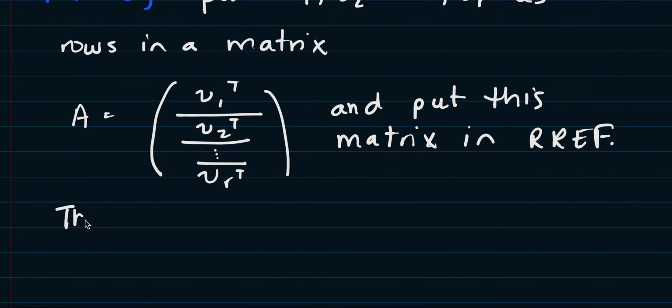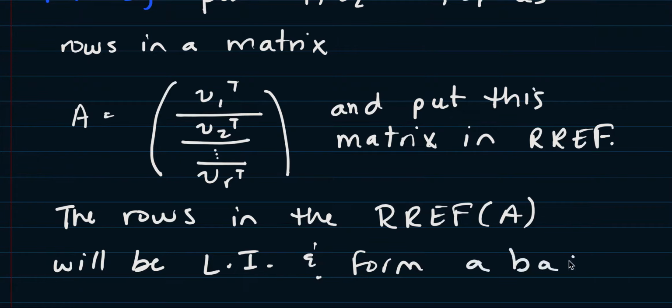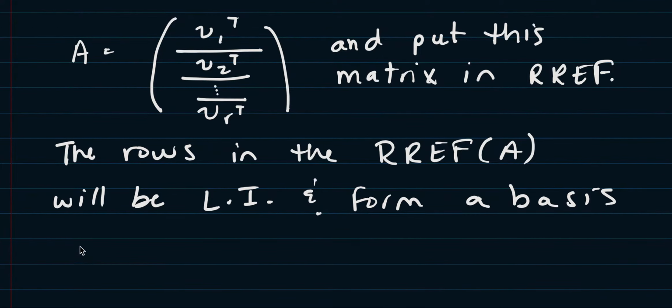So the rows in the reduced row echelon form of A will be linearly independent and form a basis for the subspace S.